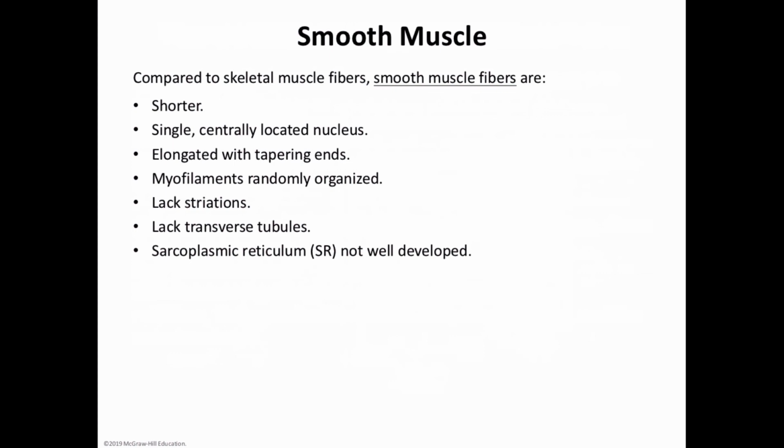And then, of course, it's that visceral smooth muscle, as I just mentioned. That is the more common type of smooth muscle found in the walls of your hollow organs, such as the stomach, the uterus, the urinary bladder, as I mentioned, and the intestines.